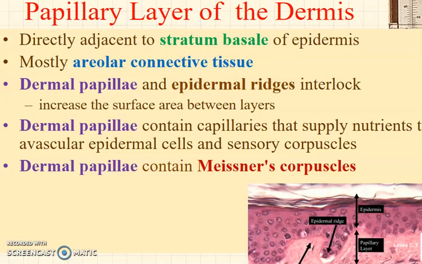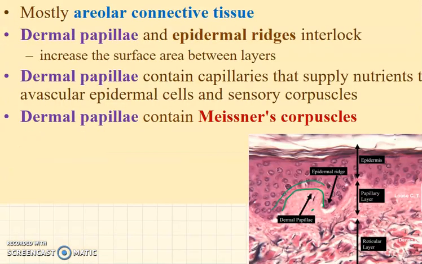Now, the papillary layer of the dermis is adjacent to the stratum basale. So this down here is the papillary layer, and this is the stratum basale. It's mainly areolar and elastic connective tissues, so we could see some of the elastic fibers there. And there are these dermal papilla, singular papillae. And the papilla are going to increase the surface area. In physiology, you're going to learn increased surface area, better for diffusion.